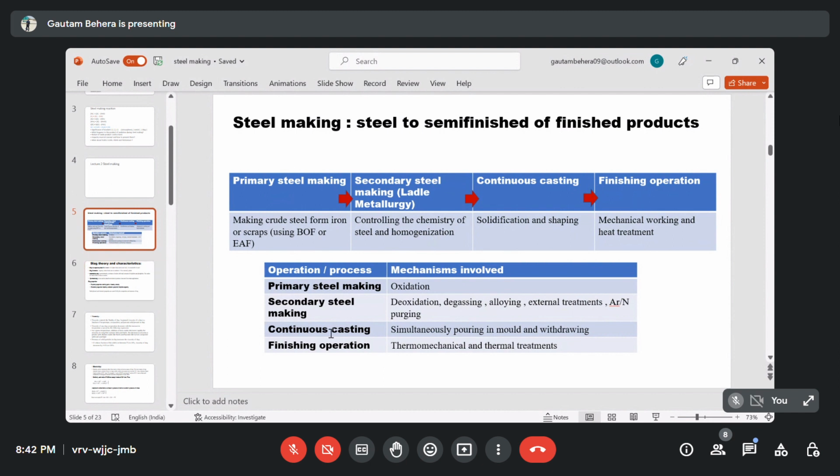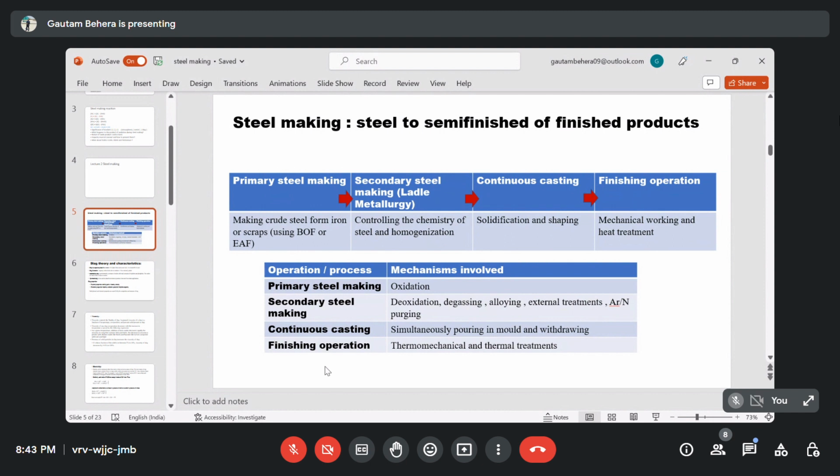And next, continuous casting. Continuous casting, you understand, continuously we are pouring and continuously we are withdrawing the solidified steel. It is a continuous process, not a batch process. The last one is the finishing operation. You can give thermal treatment, thermochemical treatment, mechanical treatment. Mechanical treatment means rolling, forging, extrusion. You can give, right, or deep drawing.